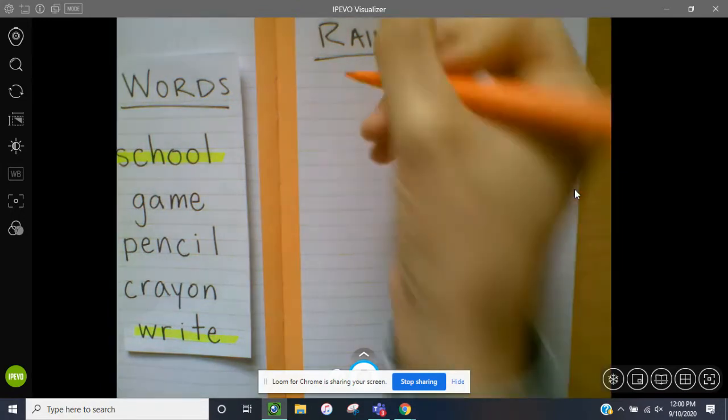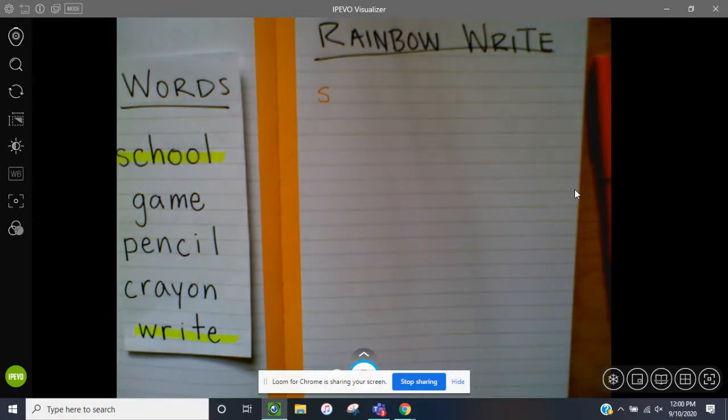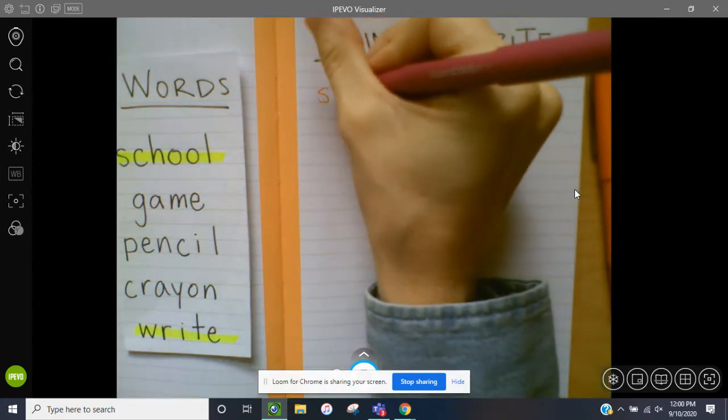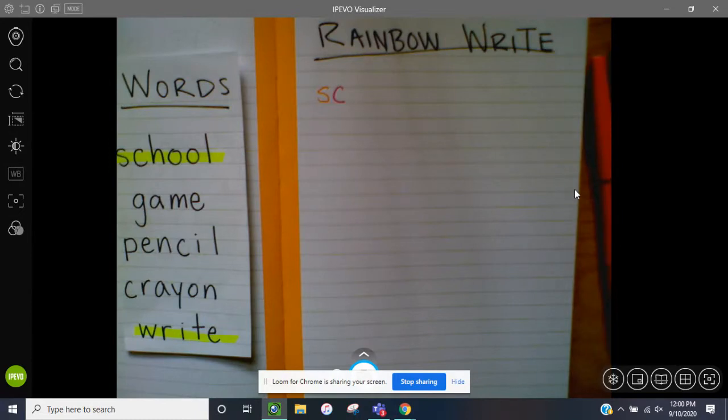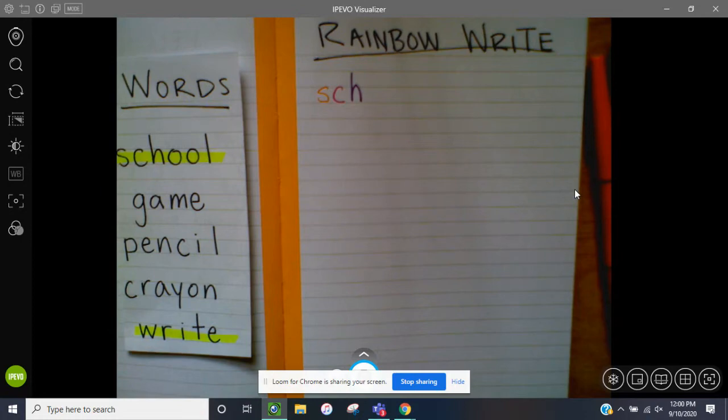So if I'm writing school, the first letter is S. I'm going to do it in orange. Then the next letter is C, so I'm going to write it in pink. Then the next letter is H. I'm going to write it in purple. And the next letter is O. I'm going to write it in blue.